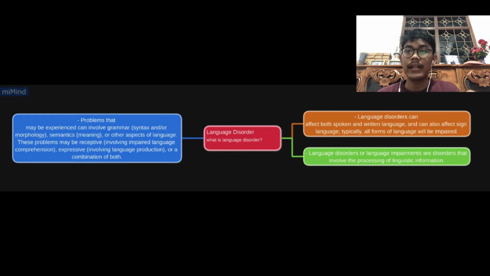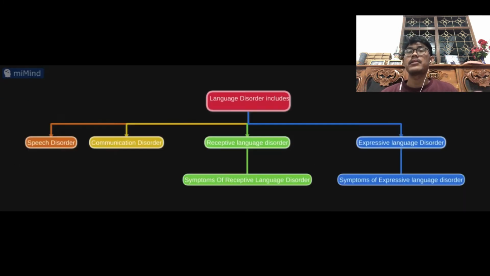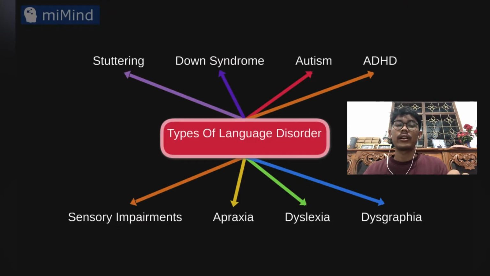For the first slide, language disorder includes, as you can read, receptive language disorder, symptoms of receptive language disorder, expressive language disorder, symptoms of expressive language disorder, speech disorder, and communication disorder. Okay, the next slide is the types of language disorder. You can find examples like dyslexia, sensory impairments, apraxia, and ADHD. Okay, that is my mind map.